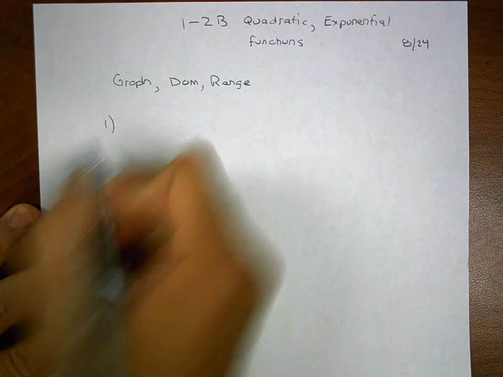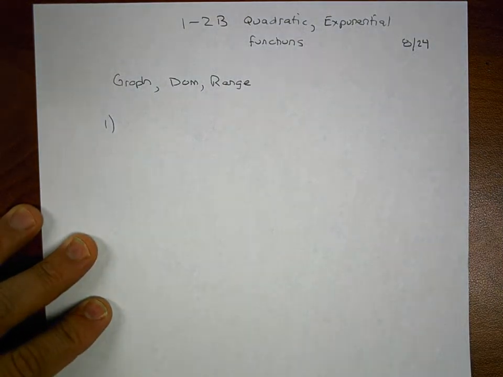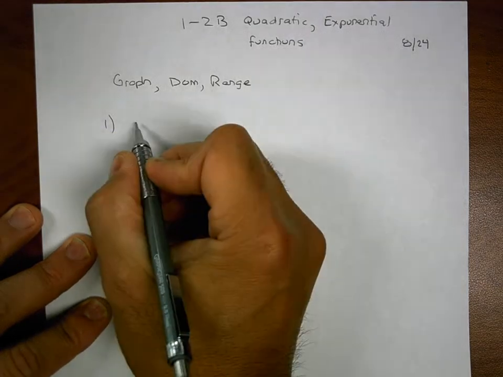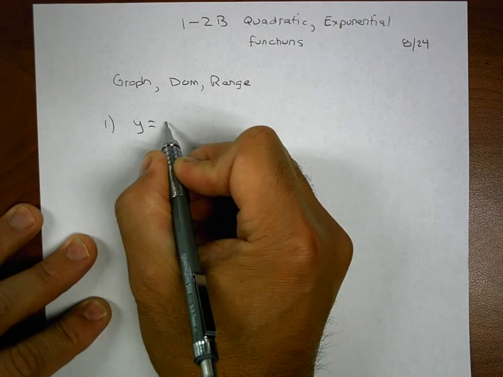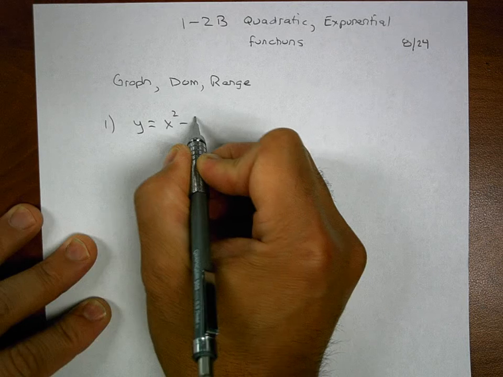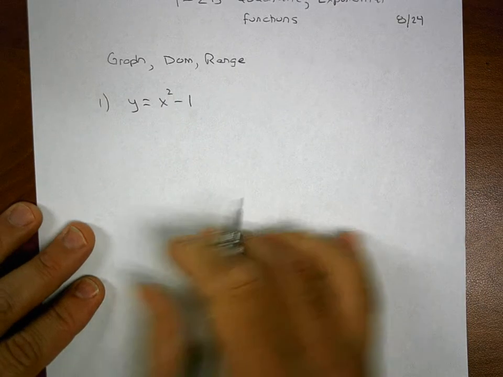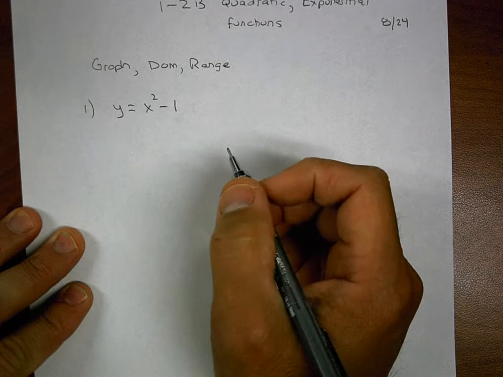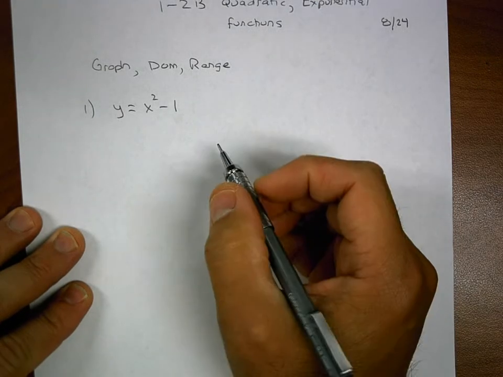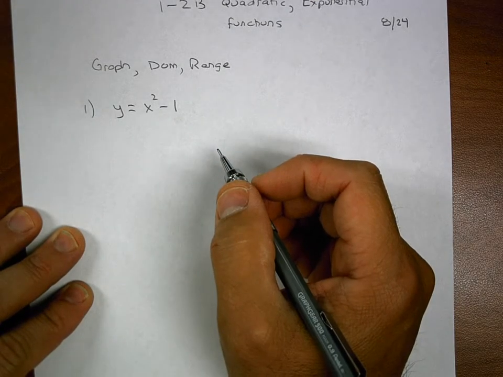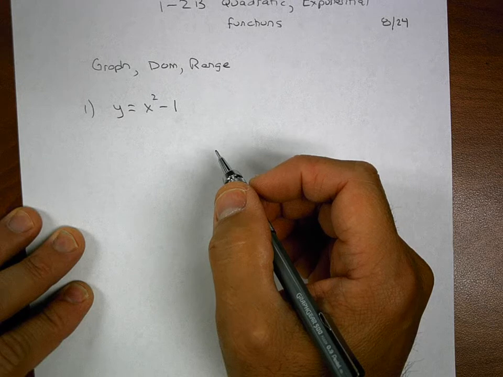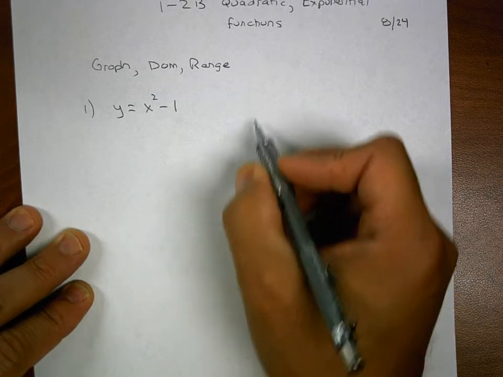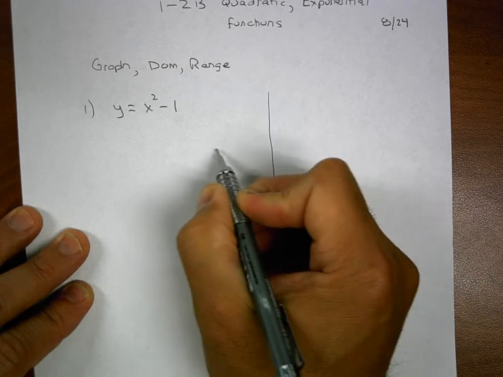Okay, so number one. Let's start with a parabola. So we're going to graph it. Y is equal to x squared minus 1. Well, first of all, how do we know that this is a quadratic or a parabola? Because of the squared. Okay, good. Just want to make sure we got that. All right, so let's go ahead and sketch it.